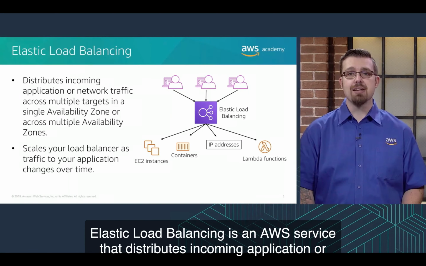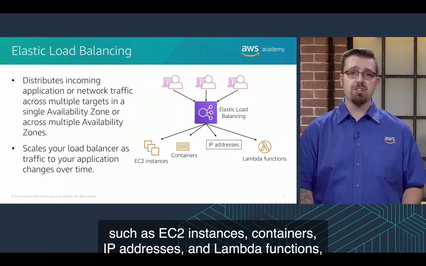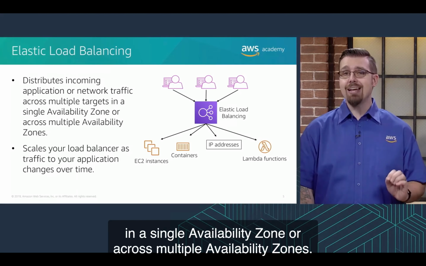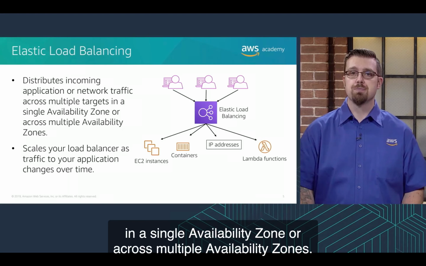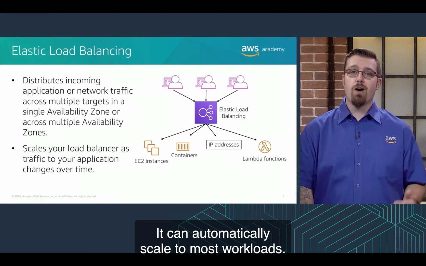Elastic Load Balancing is an AWS service that distributes incoming application or network traffic across multiple targets, such as EC2 instances, containers, IP addresses, and Lambda functions, in a single availability zone or across multiple availability zones. Elastic Load Balancing scales your load balancer as traffic to your application changes over time. It can automatically scale to most workloads.